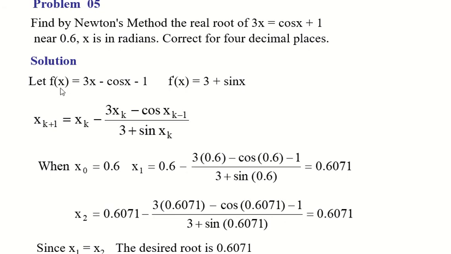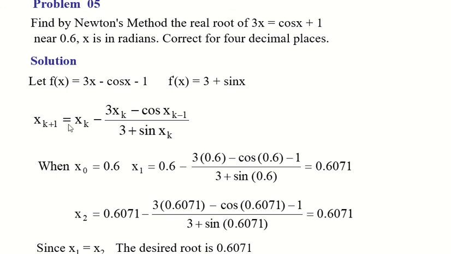Now what is f of x? f of x is 3x minus cos x minus 1. You have to write it in such a way that the equation becomes f of x equal to 0, so the terms on the right hand side can be brought to the left hand side: 3x minus cos x minus 1. That is your f of x. And f dash of x, differentiate this. Differentiation of 3x is 3, minus differentiation of cos x, which is minus sin x, so it becomes plus sin x. So f dash of x is 3 plus sin x.